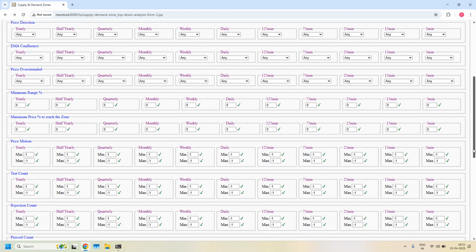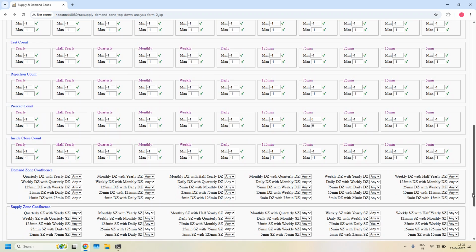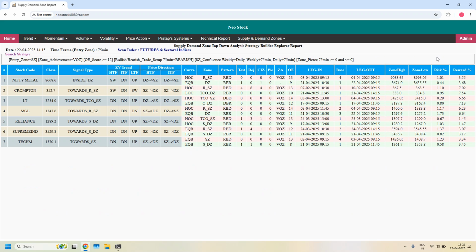In the supply zone Confluence, 3 filters we have to set. First filter is already enabled, 75 with daily. Next 75 with weekly supply zone Confluence. Daily with weekly supply zone Confluence. By setting all the 3 filters, we got 7 stocks out of 8. That means in all the 7 stocks, all these 75 minute supply zones overlapped with their daily supply zone, and again both together overlapped with their weekly supply zones.